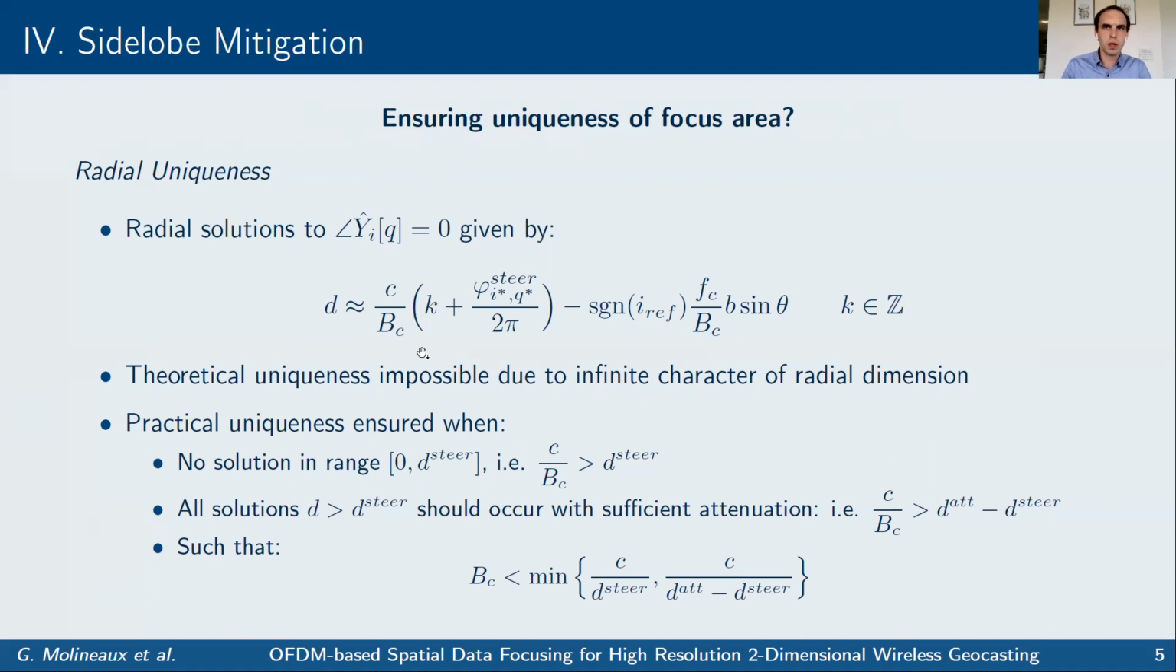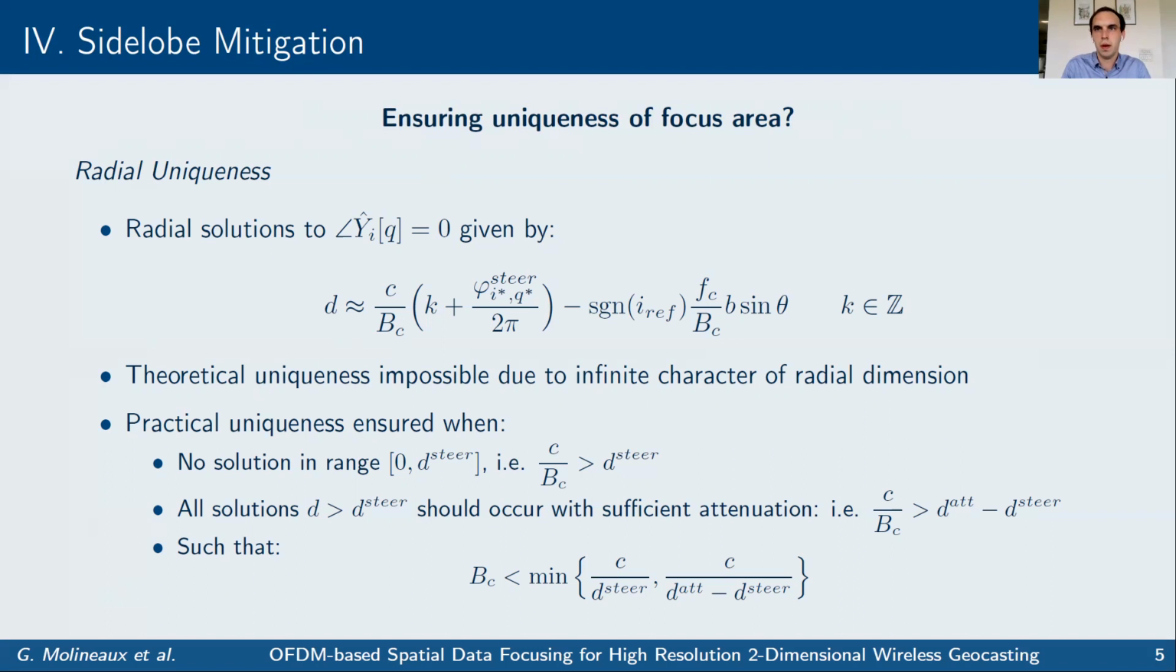Now, the important conclusion to make here is that there is an integer k present in this expression, which makes it so that the solutions to this equation are periodic in the radial domain with a periodicity of c divided by B_c, respectively the speed of light and the subcarrier bandwidth. Now, this in combination with the fact that the radial domain is infinite makes it so that uniqueness is impossible to assure in theory.